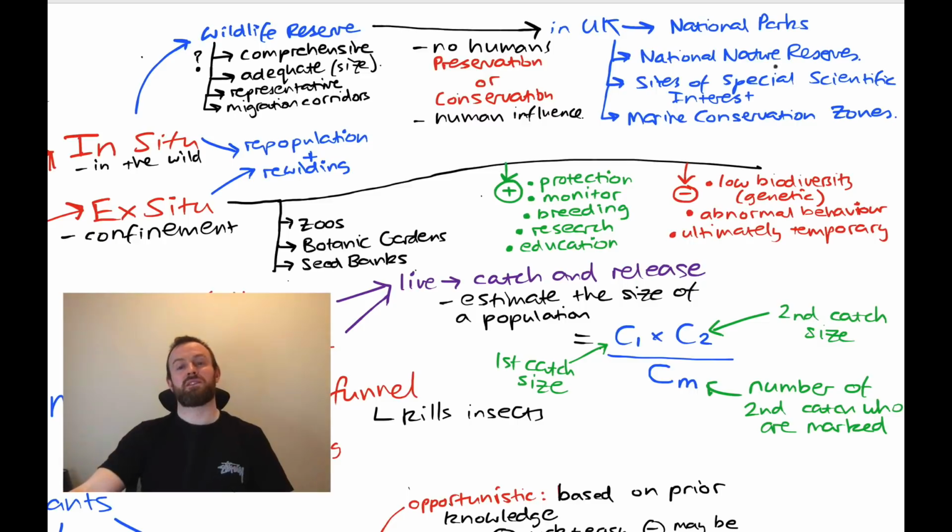So some of these national parks, national nature reserves, sites of special scientific interest, and marine conservation zones, depending on the characteristics of the specific ones, might sit more towards preservation or more towards conservation.